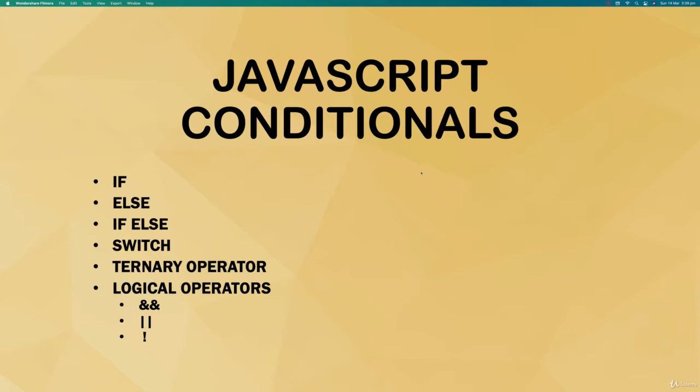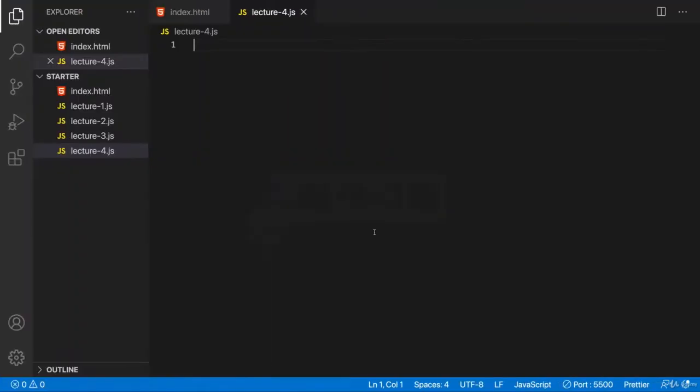So we're going to start with if statements, then we're going to go to else, then we're going to check what else if means, switch statements, ternary operator, and logical operators. This means and, or, and the last one, the exclamation mark, means not. Okay, we don't have time to waste. We have a lot of things.